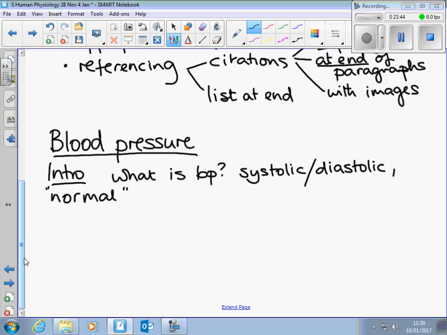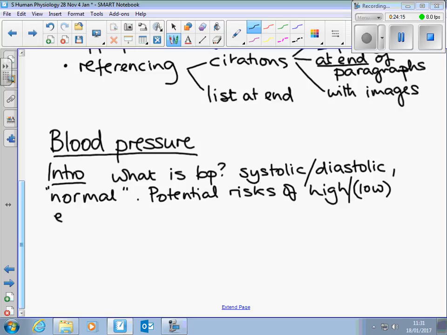All right, so normal. And then potential risks of high or low pressure, potential risks, without describing in any detail. There's not really very many risks associated with low, but you might, for example, have some statistics in there.